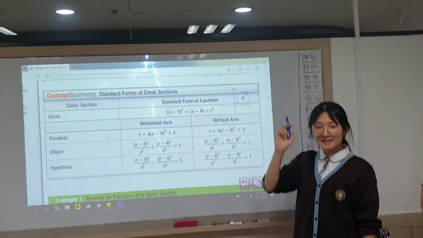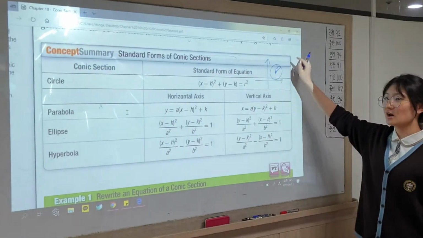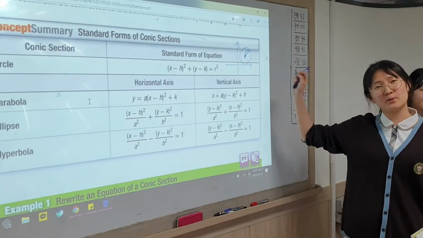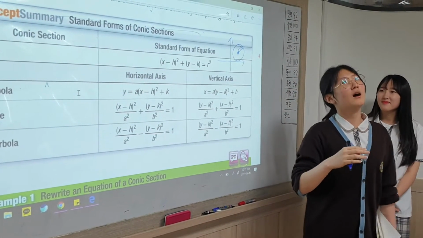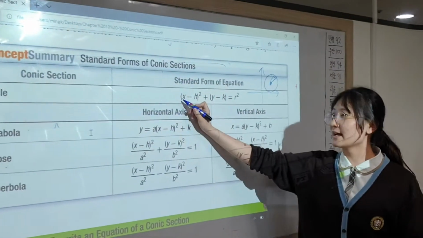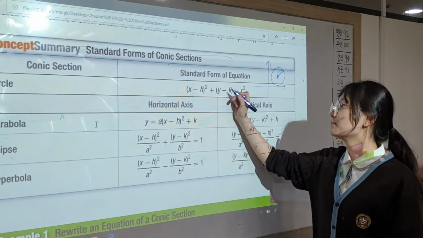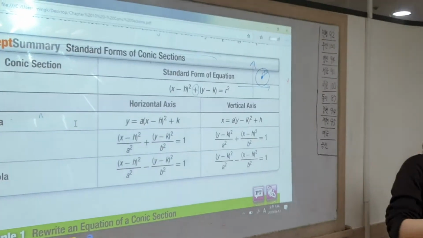The radius, or the distance from the center to all points, is the same. So that's a little bit of definition for the circle, and this is the equation. You have to know that it's (x minus h) squared plus (y minus k) squared, which equals r squared.